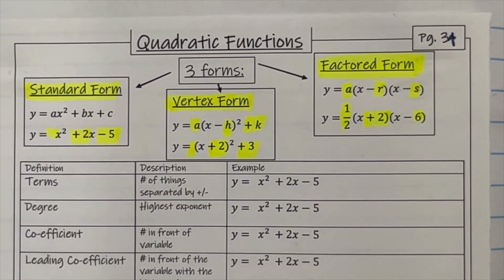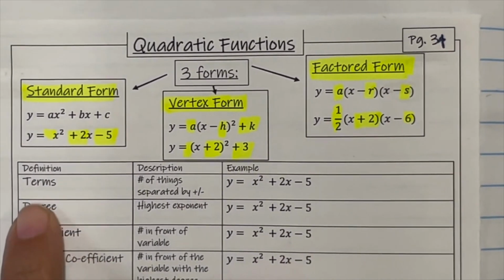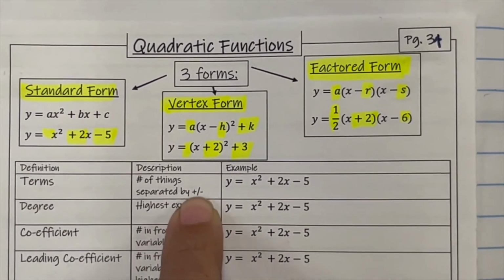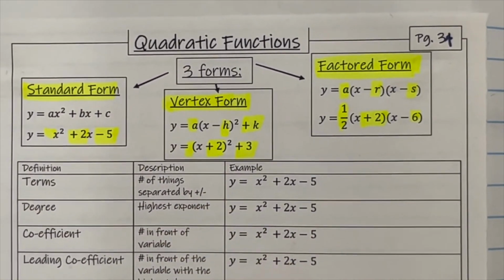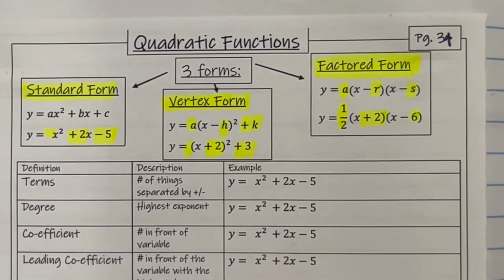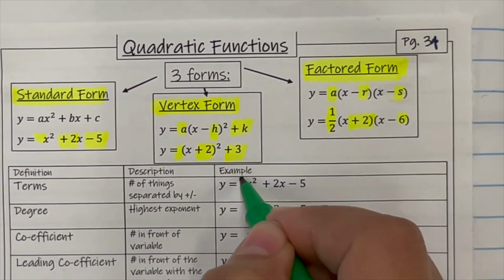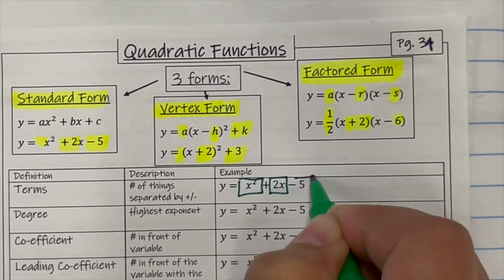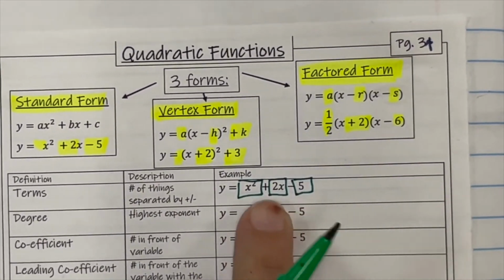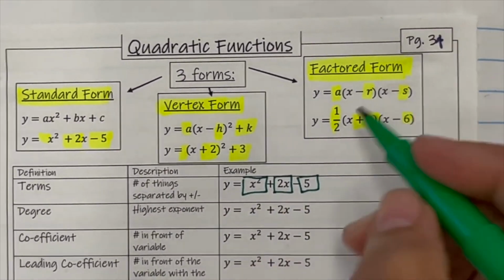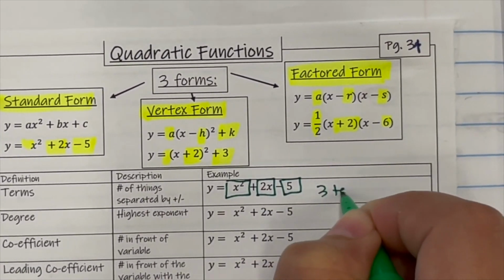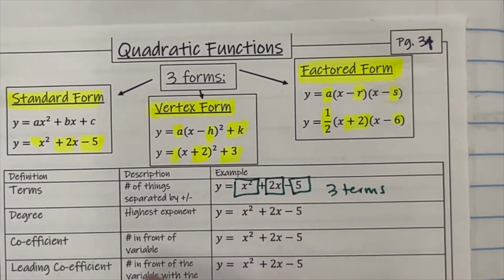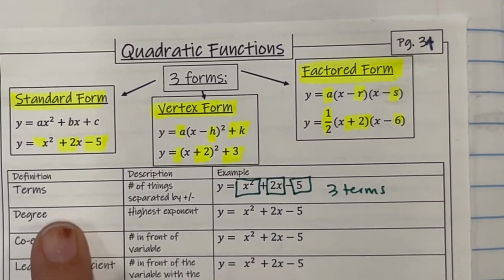All right, so let's talk about some definitions. So we have our terms here. Terms is the number of things separated by adding and subtracting. So let's look at that. I see adding and subtracting right here. So how many things do you see that are here that are separated by adding and subtracting? 3. So these are 3 terms. Okay, so every time you're adding or subtracting in between, that's separation, and that's the number of terms. So there are 3 terms.